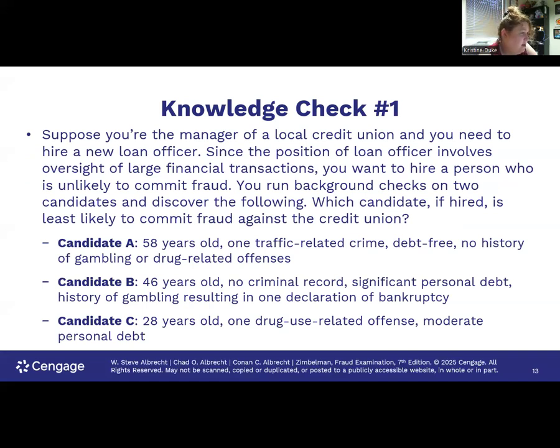Okay. So we got candidate A, 58 years old, 1 traffic-related crime, debt-free, no history of gambling or drug-related offenses. Candidate B, 46 years old, no criminal record, significant personal debt, history of gambling, resulting in 1 declaration of bankruptcy. Candidate C, 28 years old, 1 drug use related offense, moderate personal debt. So of course, if you're looking at this, you're probably going to pick A.